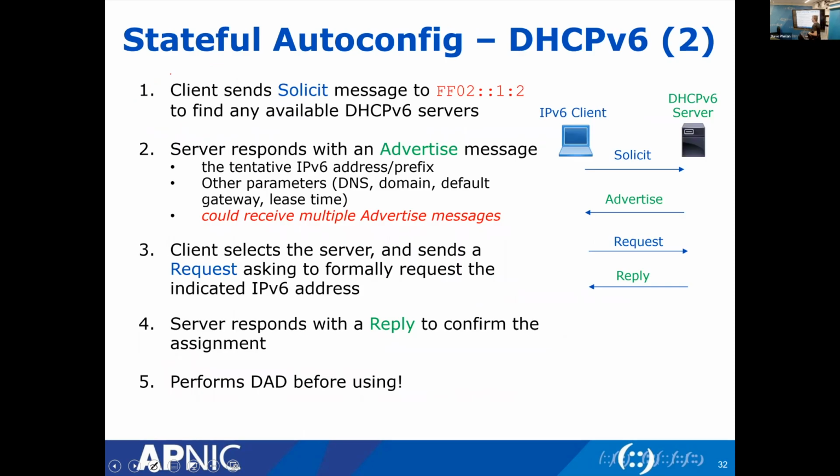So we're doing stateful, so full managed DHCPv6. It looks similar. The client sends out a solicit message to see if there are any DHCPv6 servers. Then the server responds with an advertise message, and it also sends over a potential IPv6 address, as well as any of the other parameters. The client can also receive multiple advertise messages.